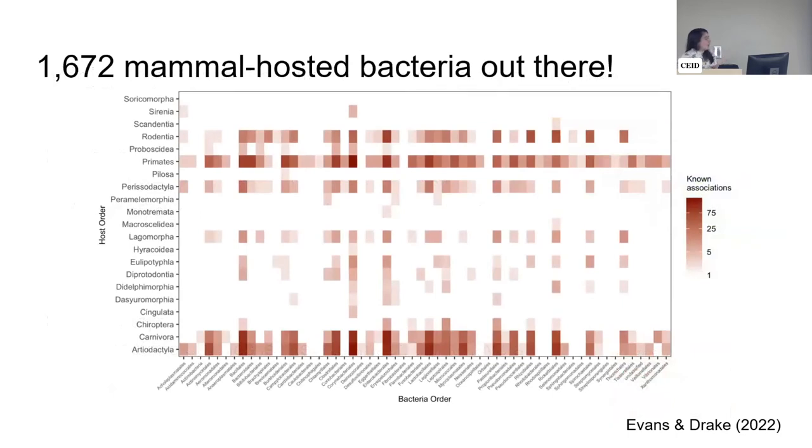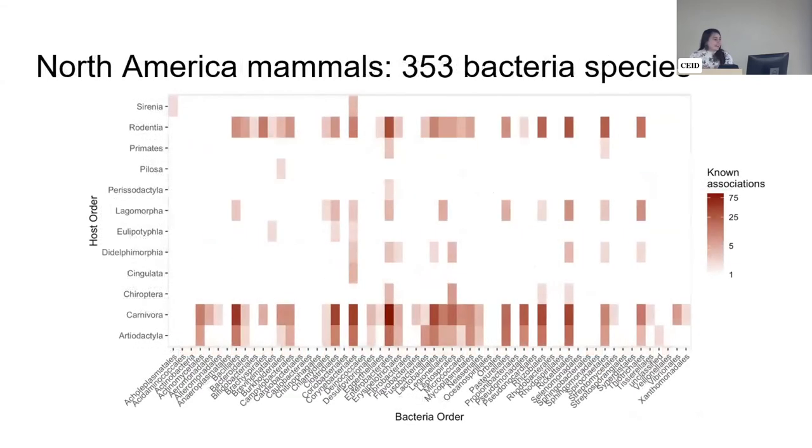And so a project led by Michelle Evans, who received her doctorate through the Drake Lab maybe 2 years ago, she did a horizon scan of all mammal bacteria in livestock, and she found over 1,600 different bacterial species are hosted by mammals. 1,600 is a lot of bacterial species, so we wanted to focus on North American species, and that significantly decreased the number of bacteria hosted by North American mammals to 353 bacterial species. So this was the data set that we started with to try and prioritize which of these bacterial species in all sorts of mammals might actually impact swine.